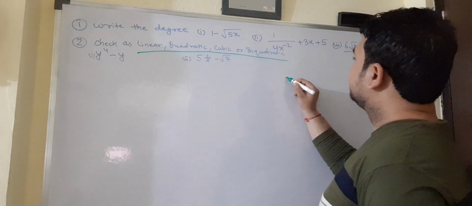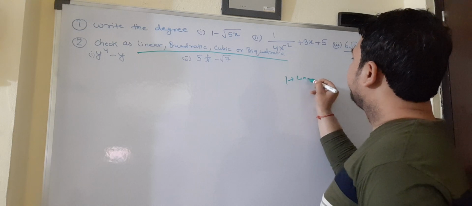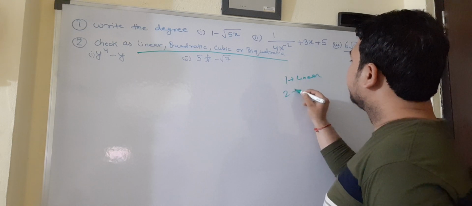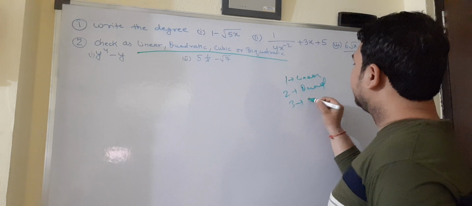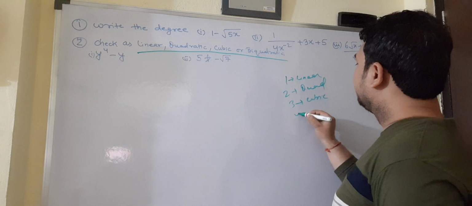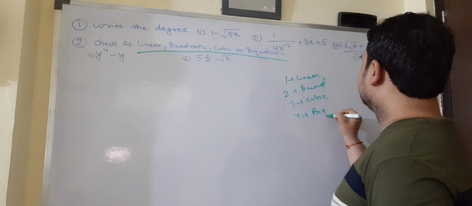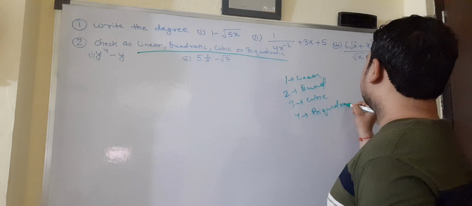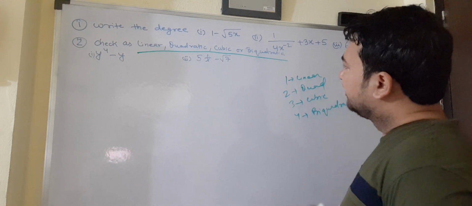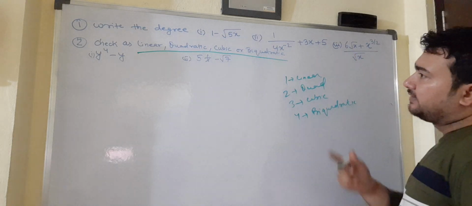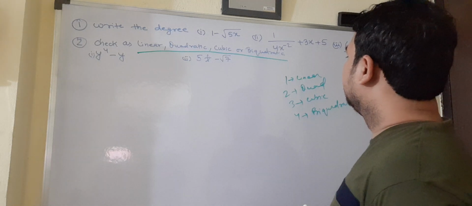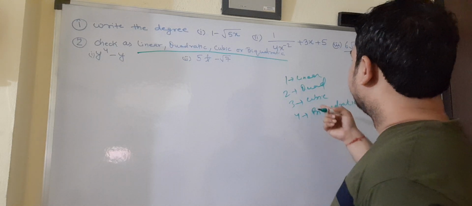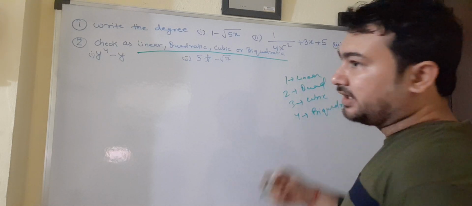So if the degree is 1, it is linear. You remember? If 2, then quadratic; 3, then cubic; and 4, then biquadratic. Up to this you have studied in 9th class. That means you need to find the degree first. If you are able to recognize the degree, then you can say it is linear, quadratic, cubic or biquadratic.